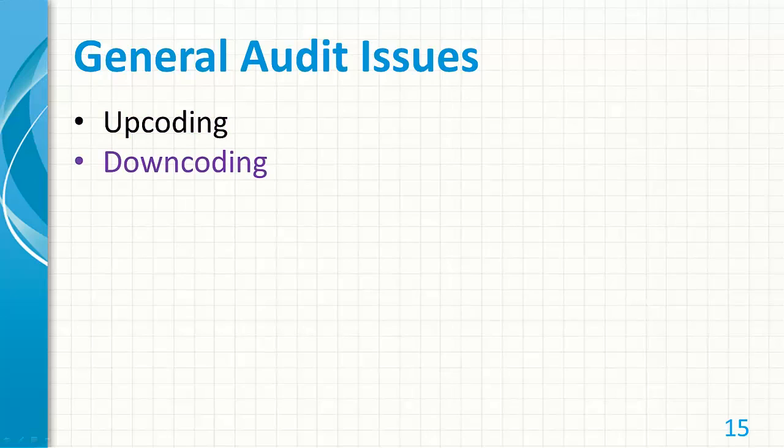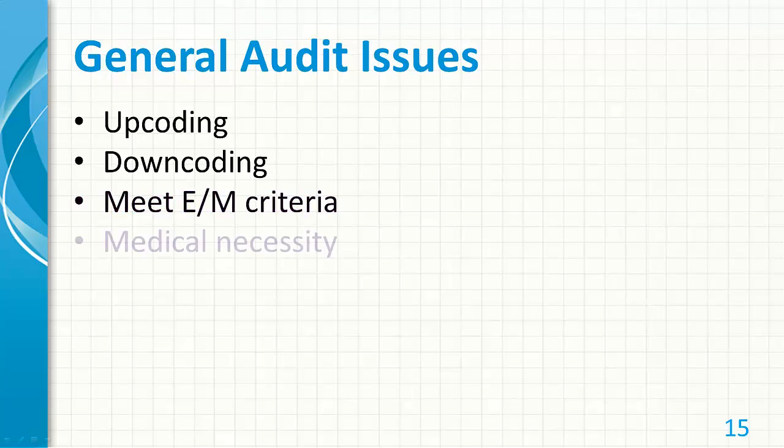Downcoding is not an audit problem per se, but may result in significant loss of revenue, sacrificed so that the provider feels that he or she is safe. Documentation must support E&M criteria and must also support medical necessity for the service for the particular patient at the particular time. There is less safety and less reimbursement in downcoding than there is in correct coding and documentation.